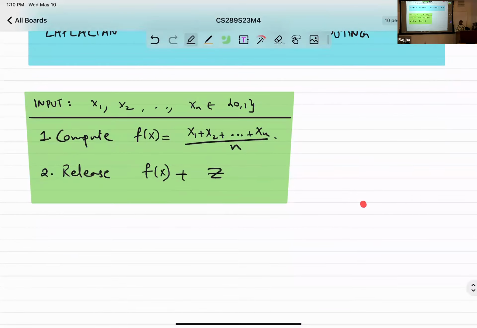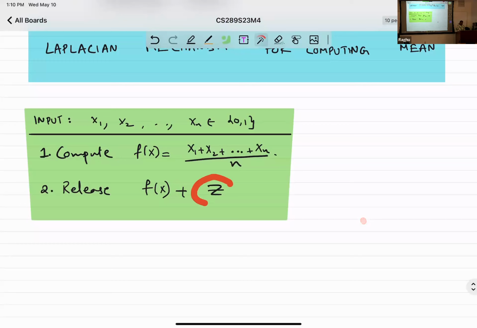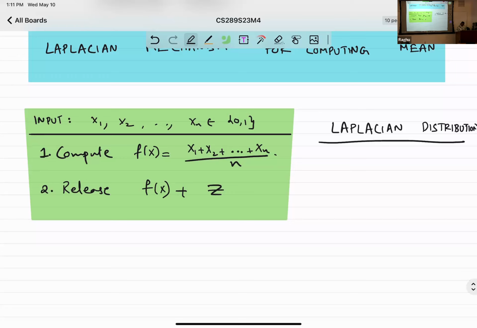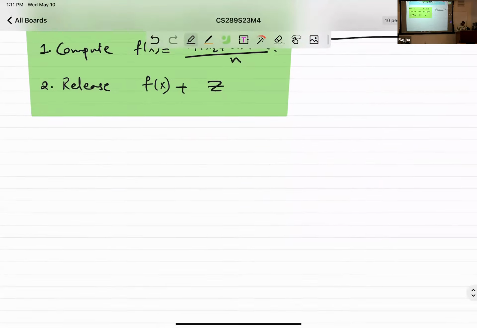This is called the Laplacian mechanism because of the specific noise that you add. You might say, maybe I'll add some kind of Gaussian noise. That does okay. But the right distribution of the noise, as it turns out, is actually what's called the Laplacian distribution. And what's the Laplacian distribution? It's a distribution, right? So let me state that.